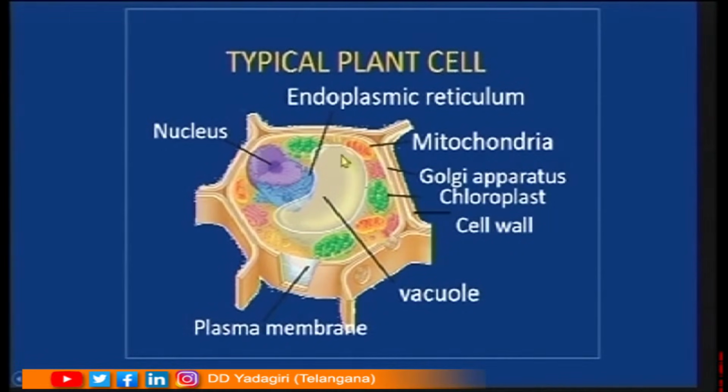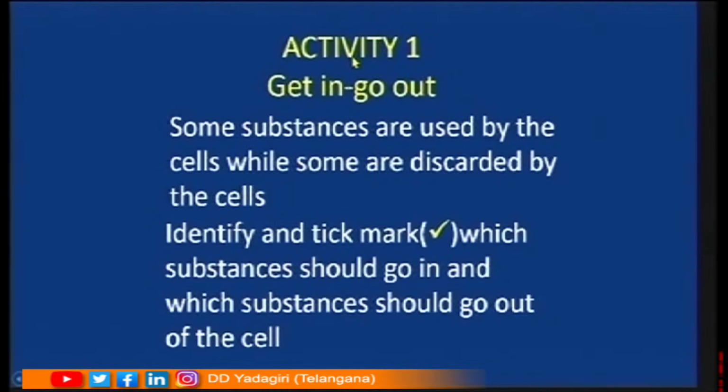Then in the internal content of the cell we have the nucleus, which is very prominent and which is controlling all the other actions of the cell. Then we have endoplasmic reticulum, mitochondria, Golgi apparatus, chloroplast and the big sized vacuole. Now children, we can see clearly this plasma membrane is separating the external environment and the internal contents of the cell. Now activity 1, what gets in and goes out?